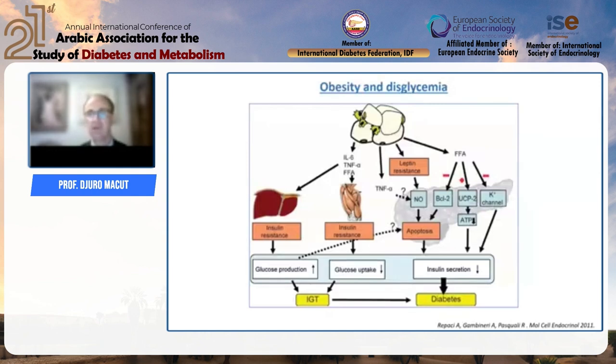Obesity, as I said before, is at the core of the problem. We have huge, big adipocytes with an increase of inflammation or inflammatory factors. We have leptin resistance and free fatty acids that lead to insulin resistance in the peripheral tissues or the liver. And we have apoptosis, which again leads to diminished glucose uptake and production, and then actually diminished insulin secretion. This leads toward impaired glucose tolerance and diabetes at the end.